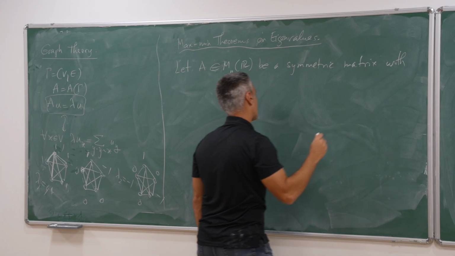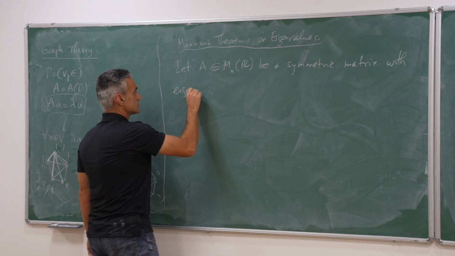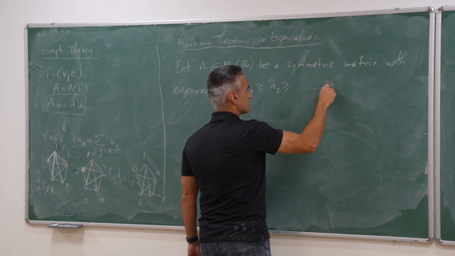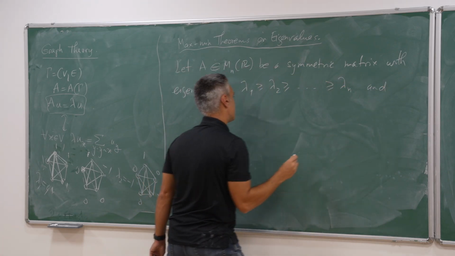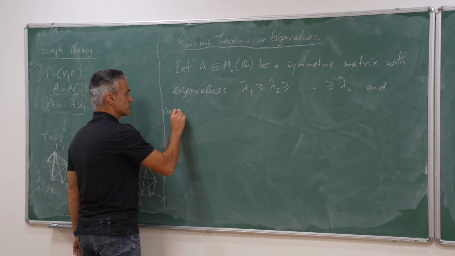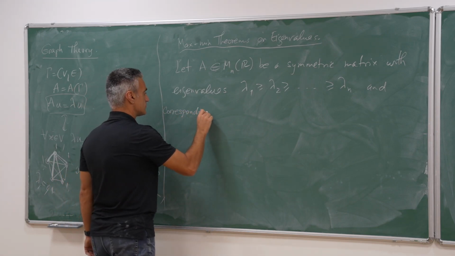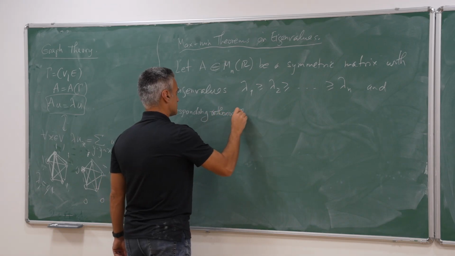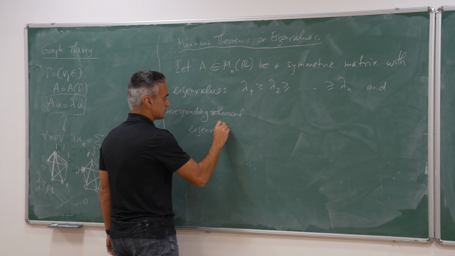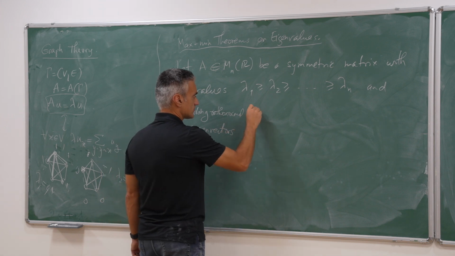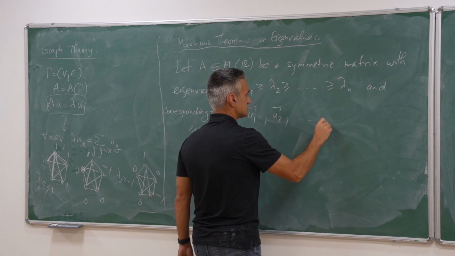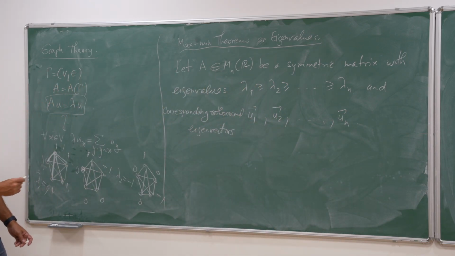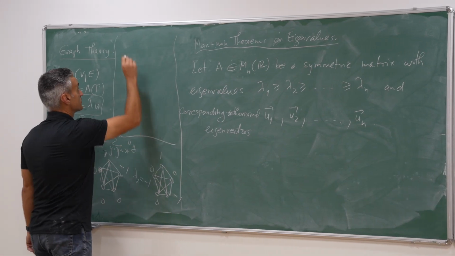With eigenvalues lambda 1, lambda 2, ..., lambda n, and corresponding orthonormal eigenvectors u1, u2, ..., un. Okay.